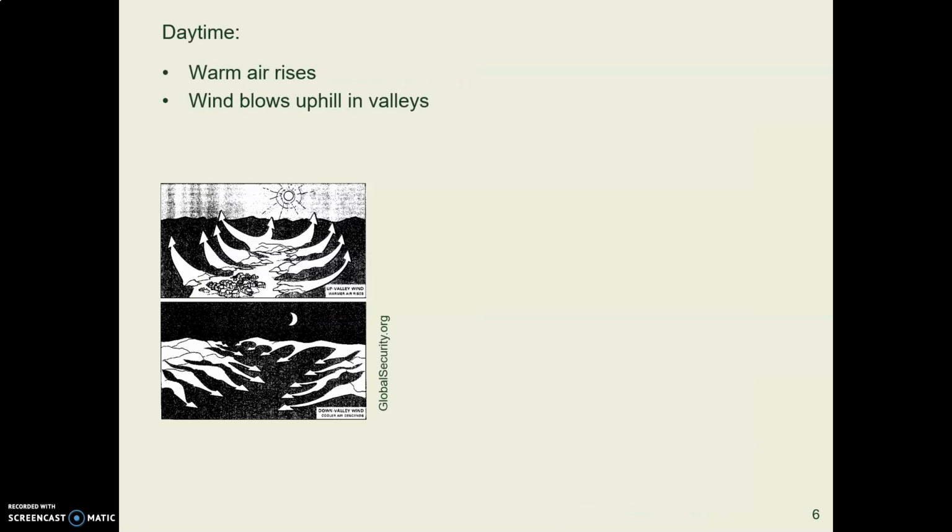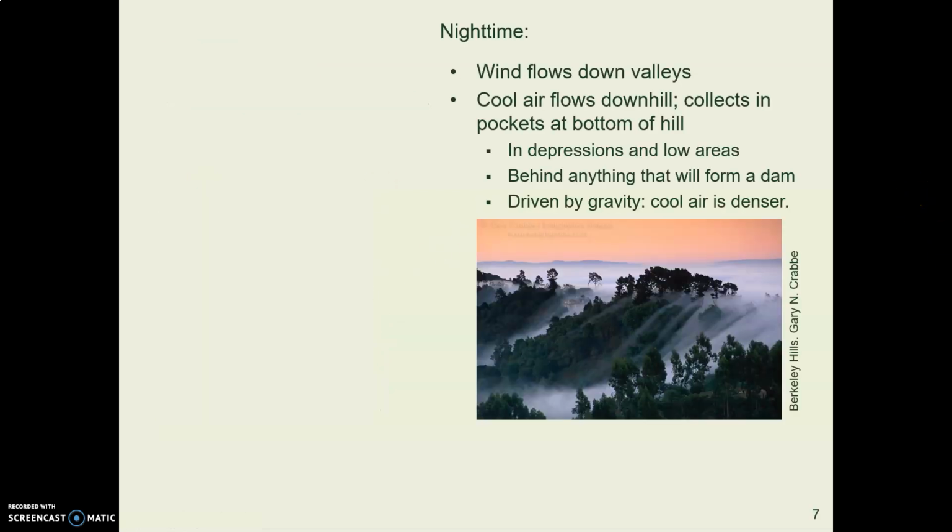One thing that happens is warm air rises. It's less dense, it's more buoyant, and so in the daytime, wind will blow uphill from valleys. Conversely, in the nighttime, cool air is denser and it will flow down a valley, and you can see some dramatic illustrations of this. I think they call these tablecloth fog. You might do a Google image search and see what you can find.